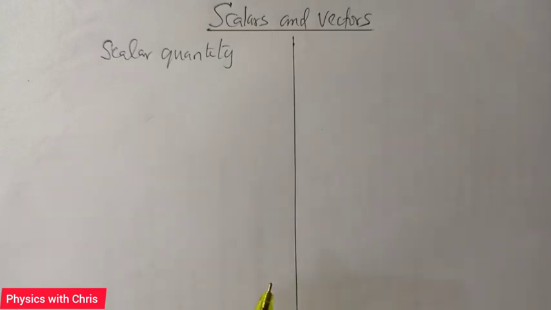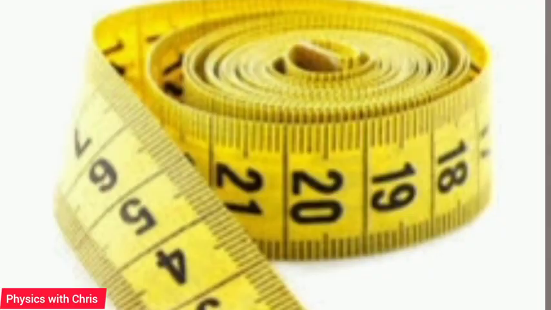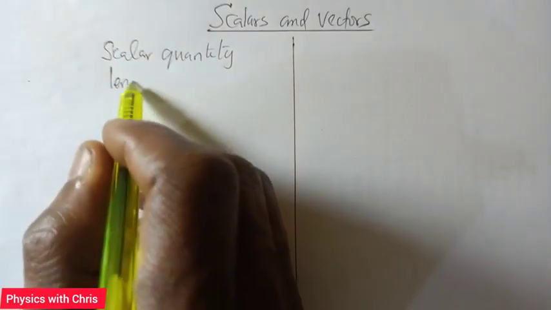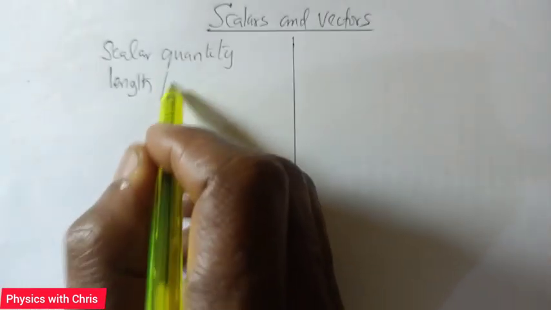Let's say you have a table in front of you. Now think about the length of this table. You can measure the length of this table using a tape or a meter rule. Now the length of the table, being a measurable quantity, is regarded as a physical quantity. So an example is length.